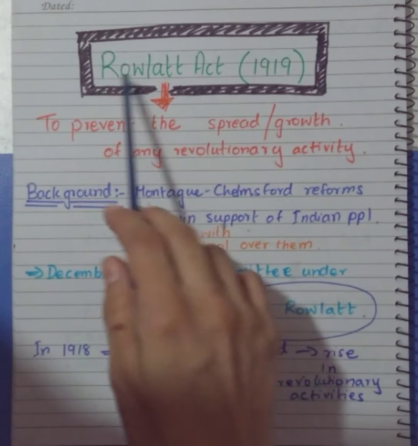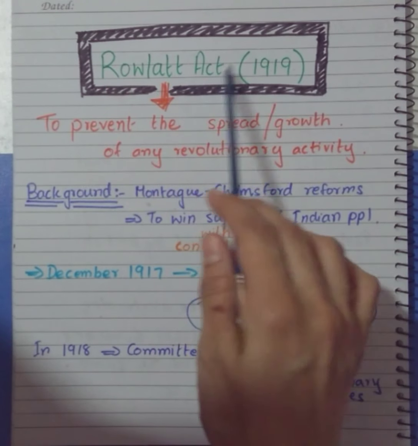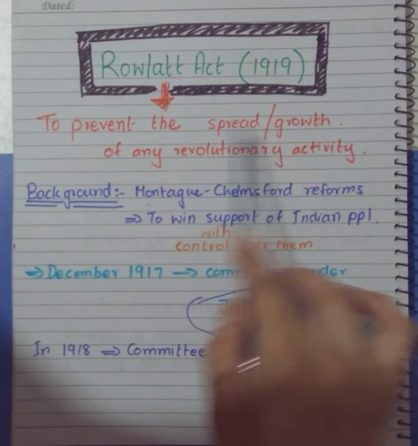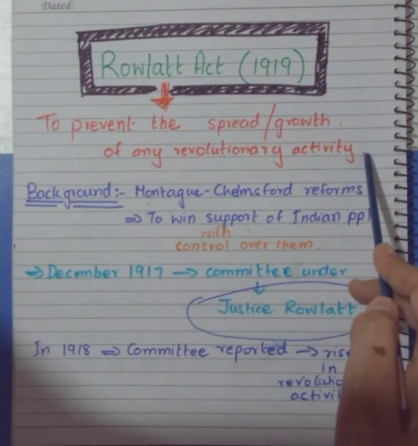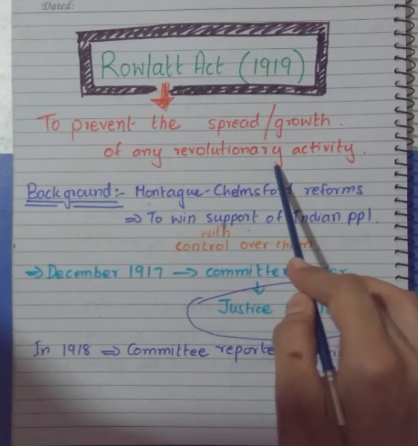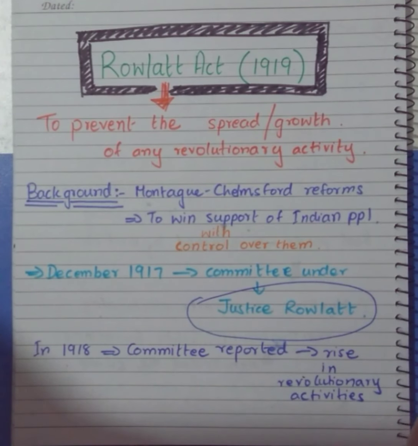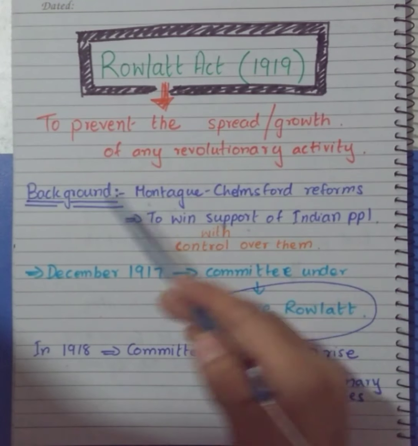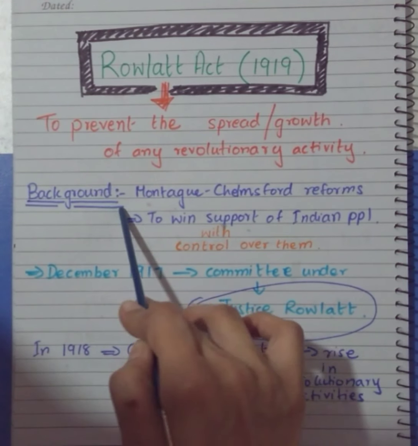But before that, let's first understand what this Rowlatt Act actually was. It was launched in order to prevent the spread or growth of any kind of revolutionary activity, or to curb any sort of conspiracy activities that were going on in India. Now, why were they going on? For that, we'll have to jump onto the background.